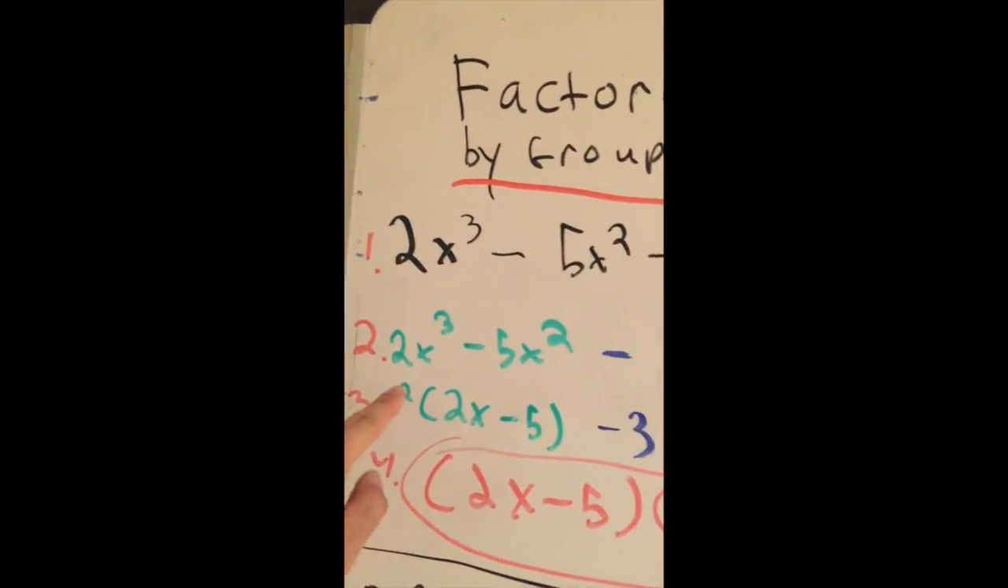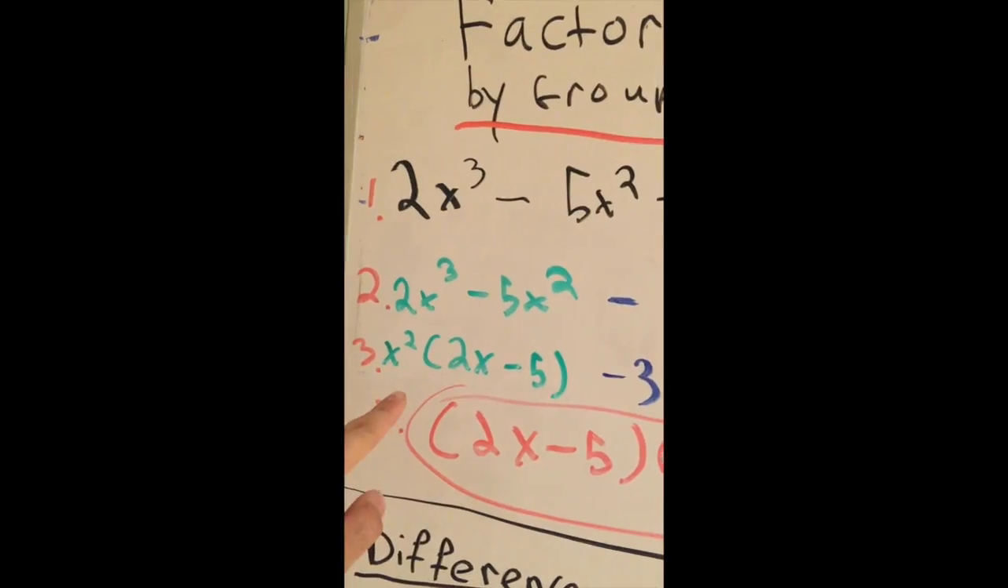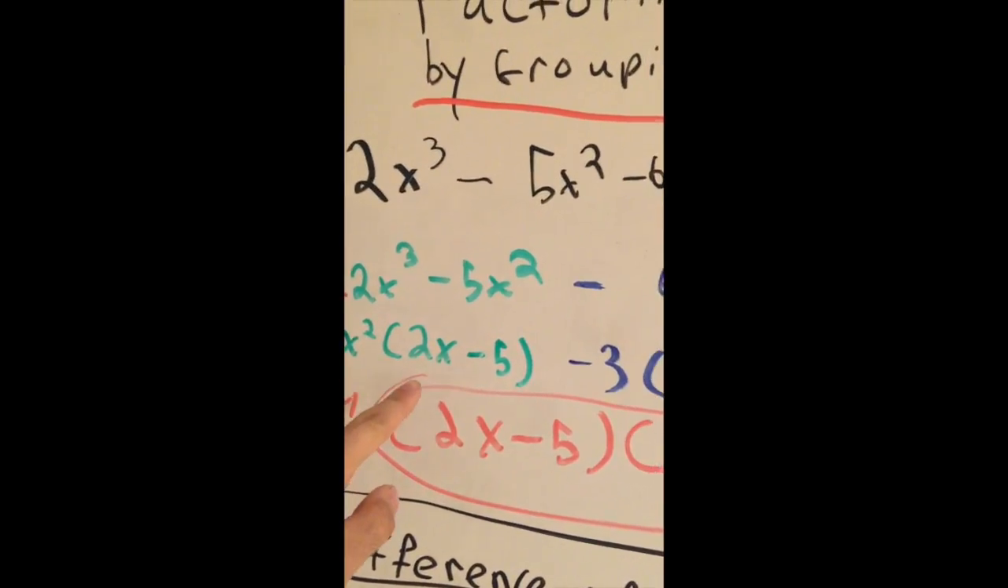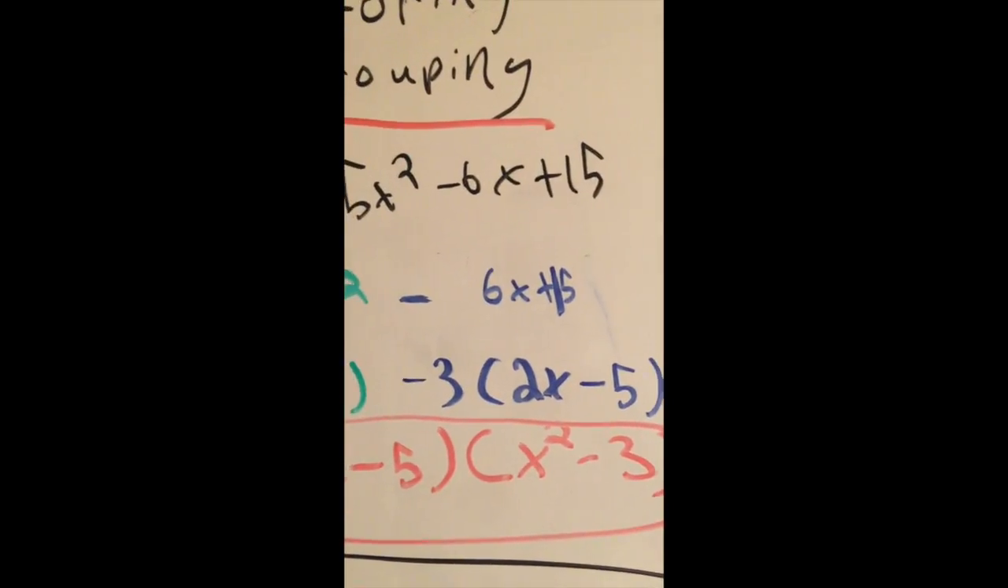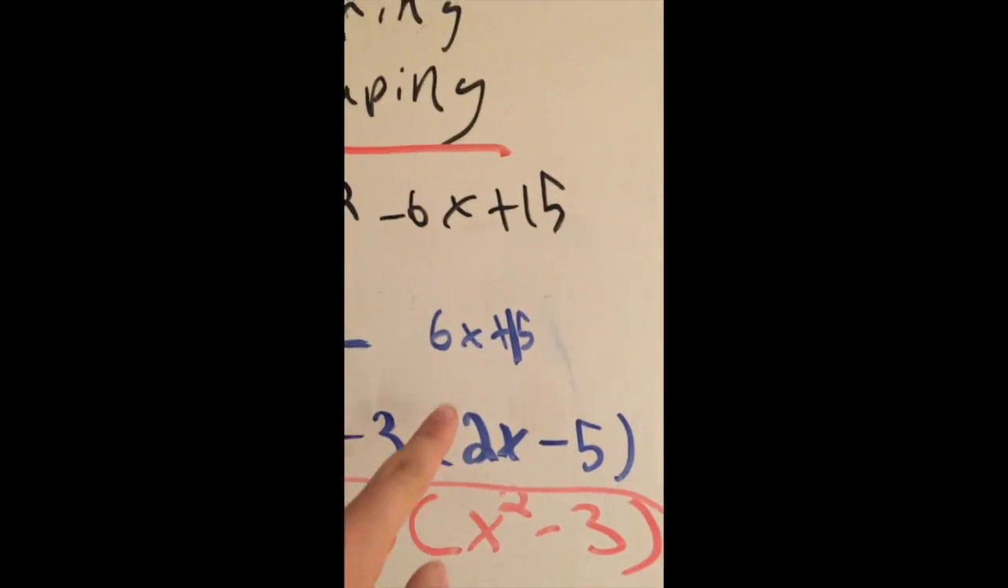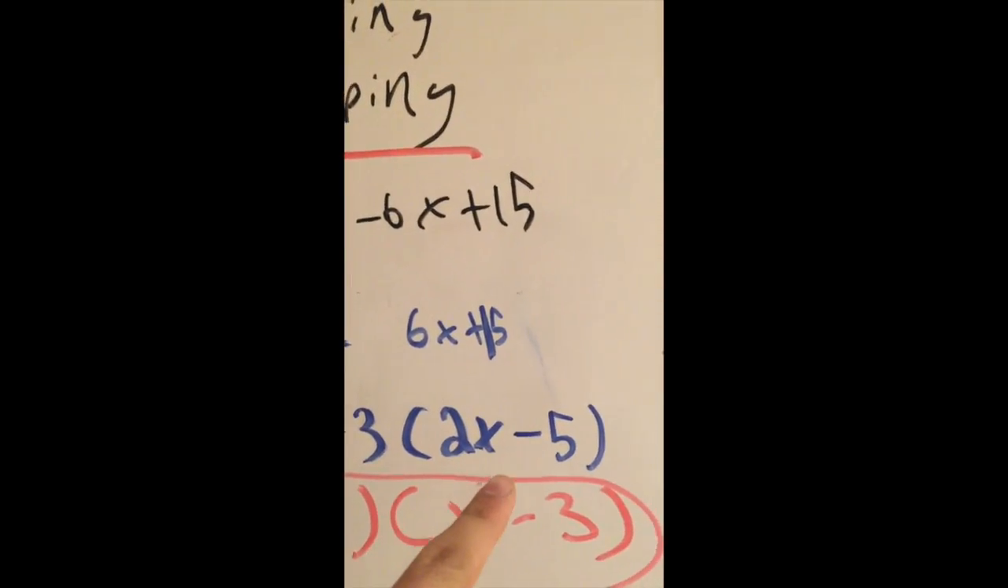So this first part, you want to factor what you have here. How you do that is you just take out x squared. That leaves you with 2x minus 5. Then over here, you factor this one out and you would take out a negative 3. And this would leave you with 2x minus 5.